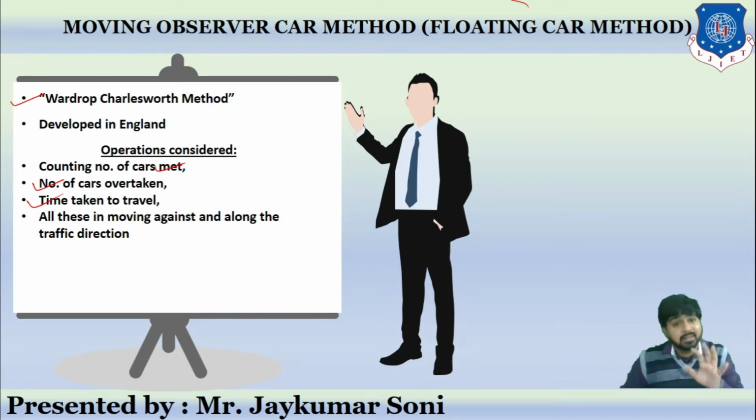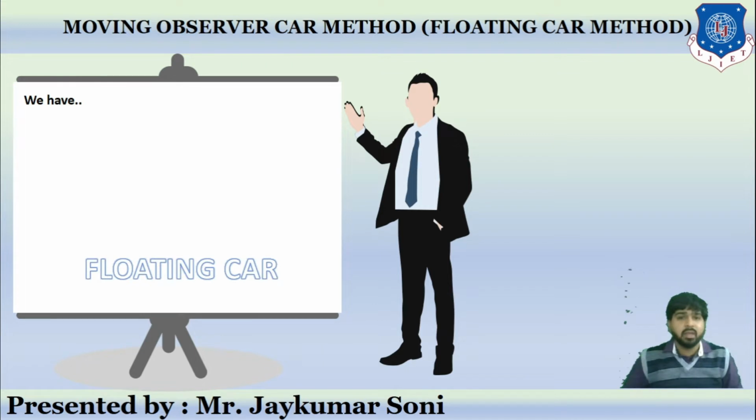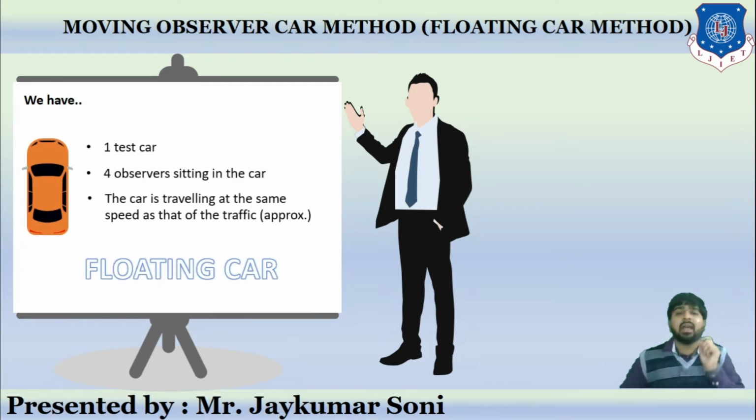Now let us discuss this method in detail. In this method, we will have a car, because the name of the method is moving observer car method. We need to have a car if we want to adopt this method. So we will have a car that is called the test car, because we are going to conduct various tests. There will be 4 observers, 4 persons who will observe the data. So they are called observers. 4 observers will be sitting in the car.